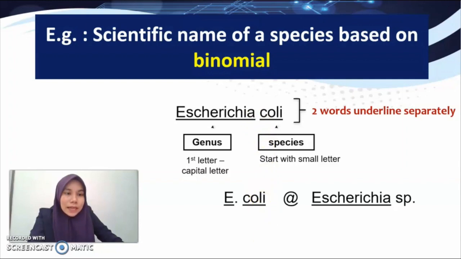When handwritten, Escherichia coli is underlined with 2 separate lines. When typed, Escherichia coli is italic. Escherichia coli can also be written as E. coli or Escherichia species. Note that in Escherichia species, only Escherichia is underlined or italic.